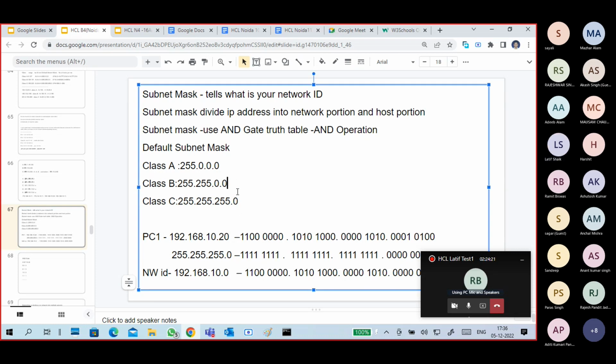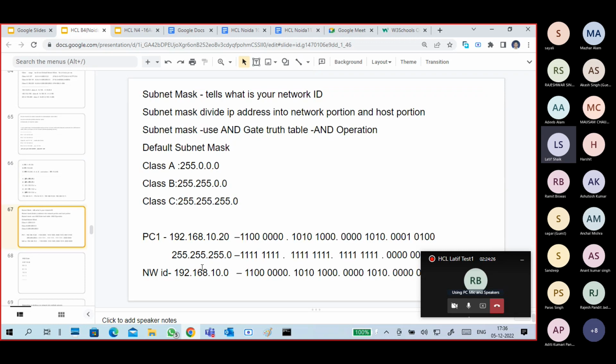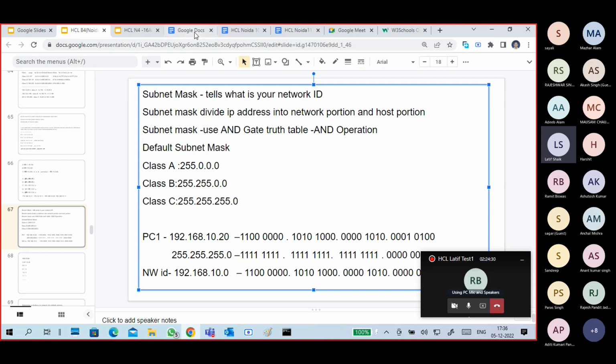Okay. So the major portion is completed. Any small doubts, you can ask. The next one is, guys, what is a subnet mask?